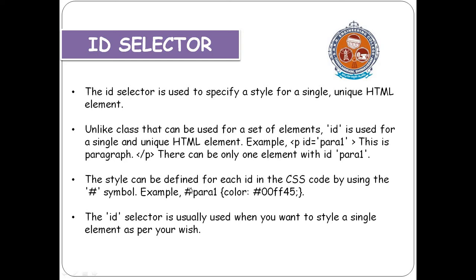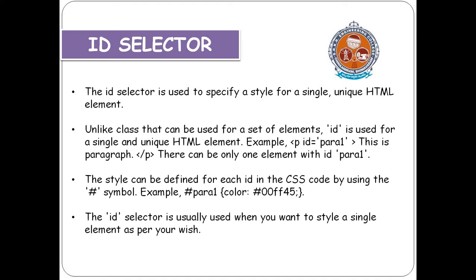The style can be defined for each ID in the CSS code by using the hash symbol. In the class, you have to use the dot; in the ID, you have to use the hash. For example, #para1 with color #00FF45. Whenever we use para1 in our code, it is automatically redirected to this color code, and whatever data is defined in that ID will be displayed in this color. The ID selector is usually used when you want to style a single element as well.